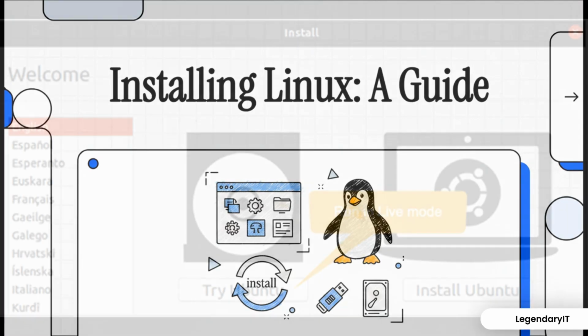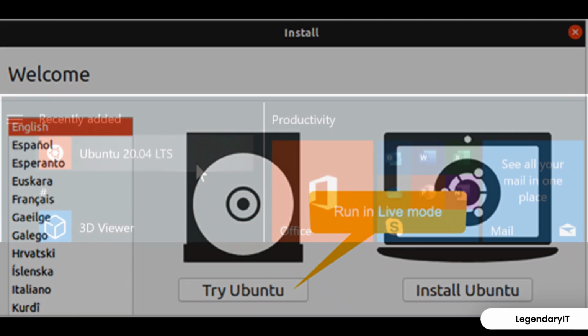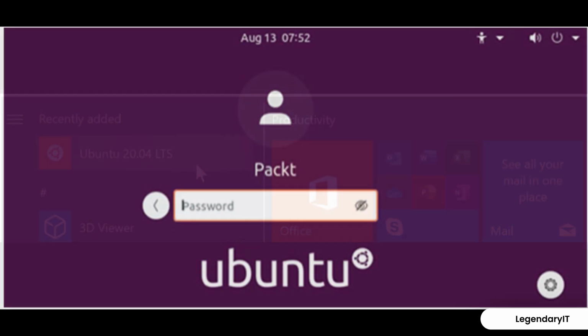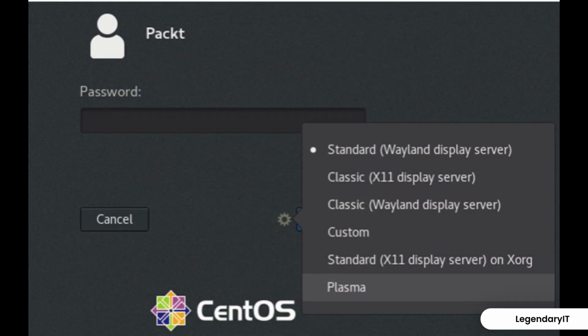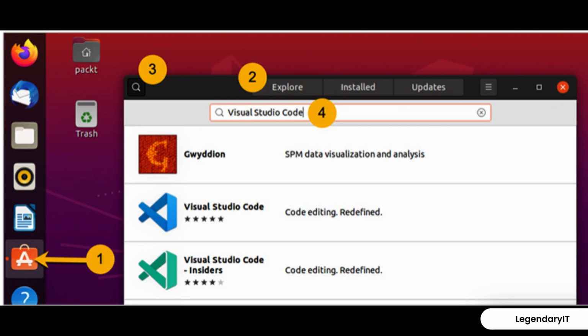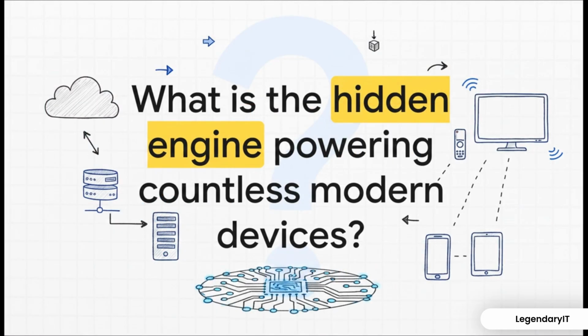Hey everyone, you probably interact with this thing dozens of times a day, maybe without even realizing it. It's kind of like the hidden engine of our entire modern world. We're talking about Linux, and today we're going to break it all down. By the end of this, you're not just going to know what it is, you'll see how you can actually start using it yourself.